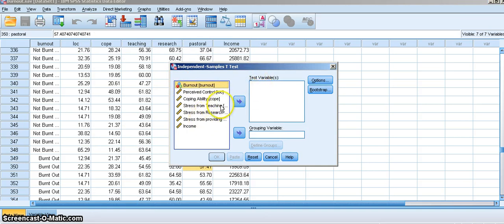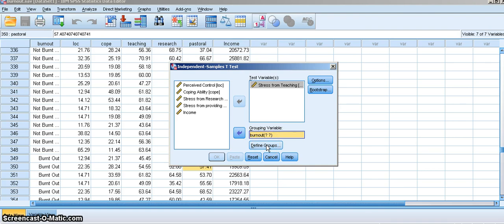and we said our test variable was the stress related to teaching, and that our grouping variable was the burnout, whether they were assigned to the burnout group or not the burnout group. Whenever you select that grouping variable and move it under the grouping field, you're gonna end up with two question marks. What SPSS wants you to do is define how your groups are coded.